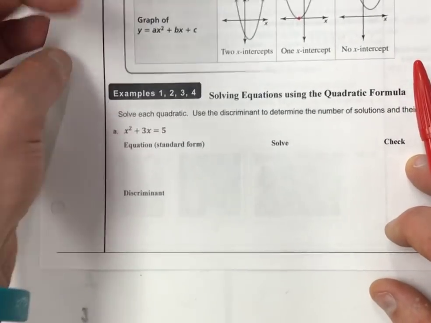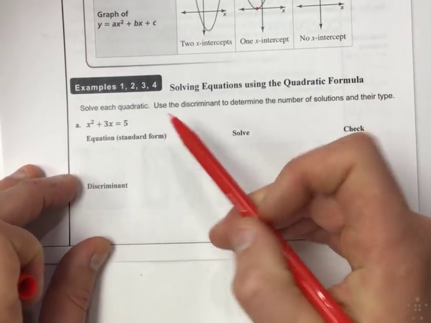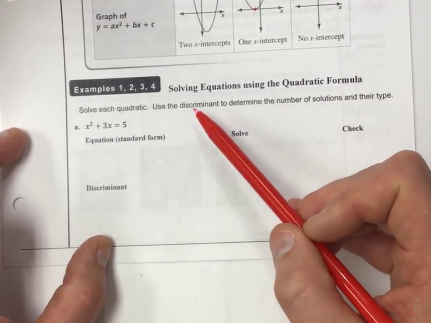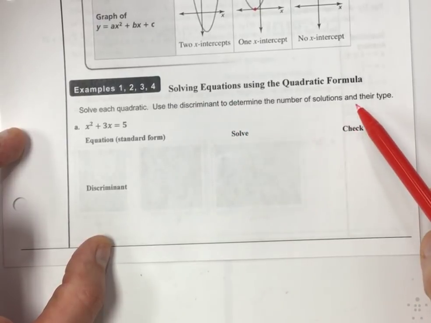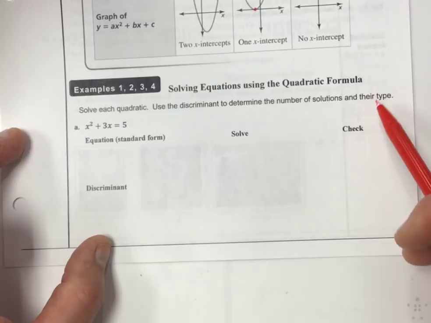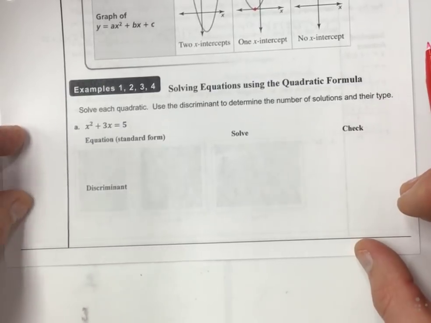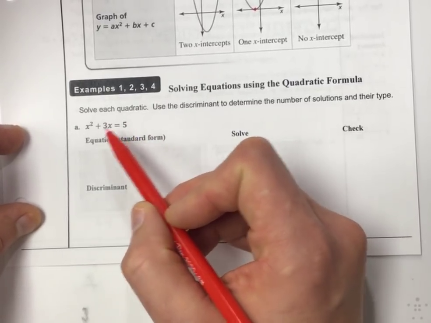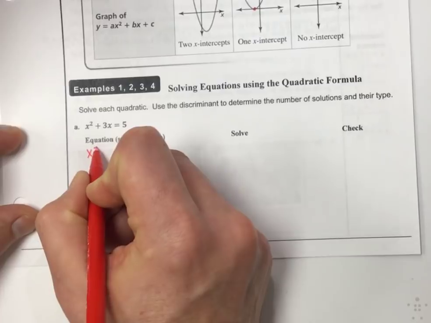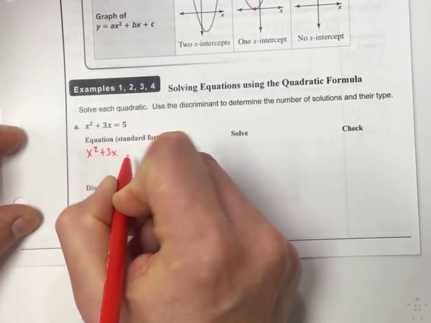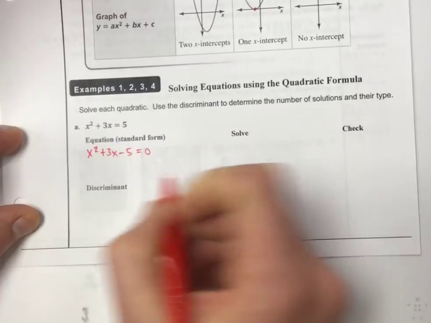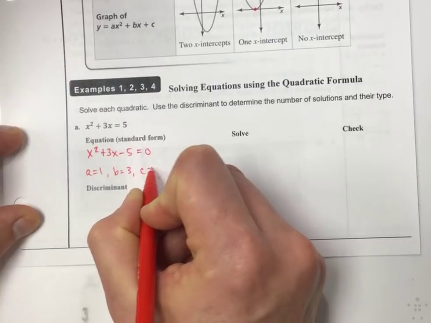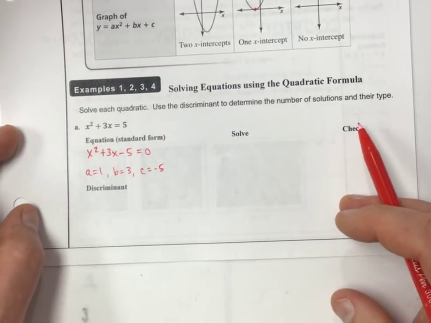So first, we're being asked to solve each quadratic, so we're using the quadratic formula here. They want us to use the discriminant to determine the number of solutions and their type. Okay, so the type would be imaginary or real. So let's start by putting our quadratic in standard form. So I would subtract 5 from each side. Right, and that gives me my A, B, and C values that I'll use for my quadratic formula.